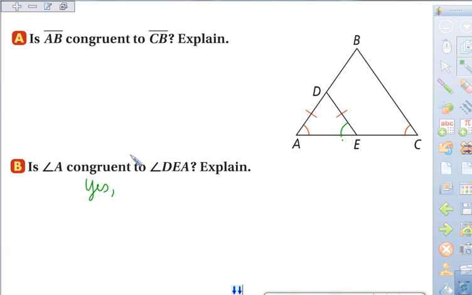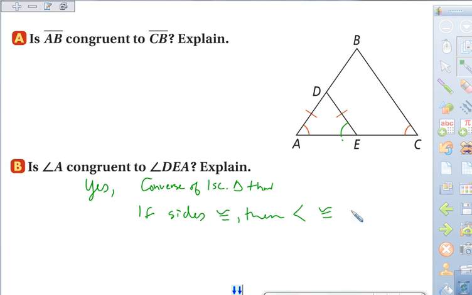And the reason for that is because of the converse of the isosceles triangle theorem. If you forget that name, just write down what you know. So what we know is that if the sides are congruent, then the angles have to be congruent. And then maybe you should write the word isosceles down so I know that you think this is an isosceles triangle.